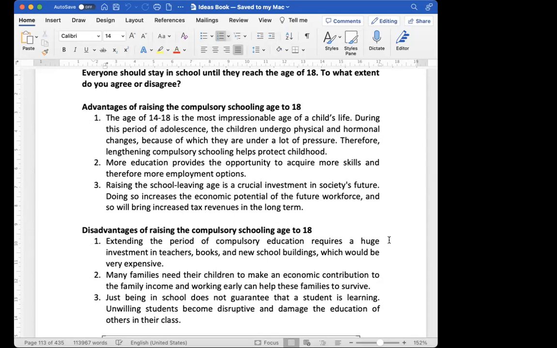Now till 18 they can get some vocational education also after 10th, or they can get at least that secondary education, which means they'll get better jobs. So basically future workforce will improve, will be more educated, and ultimately there will be more tax revenues for the government. So it is an investment for the future.